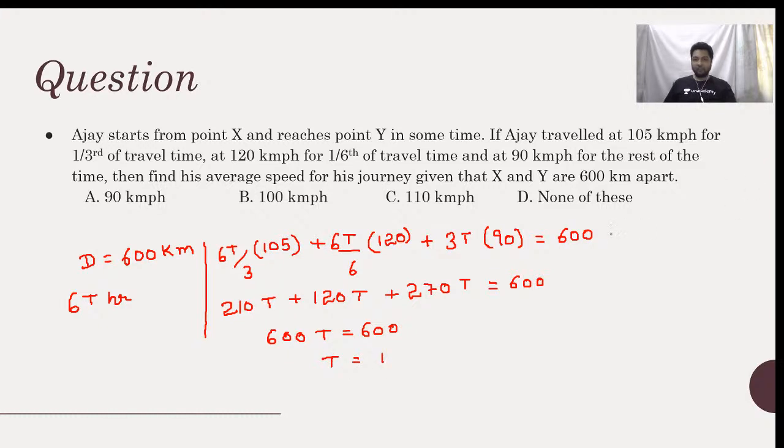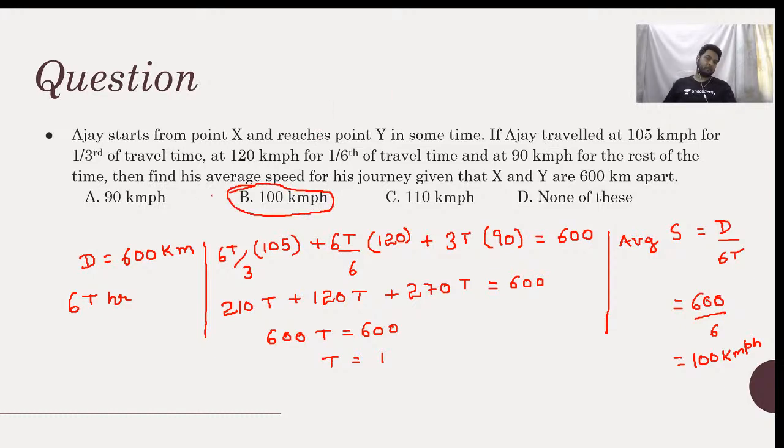He has asked the average speed. Average speed will be nothing but equal to d by 6t, which is 600 by 6, which is equal to 100 kilometers per hour. Therefore, my answer would be 100 kilometers per hour. Is that clear? Understood that?